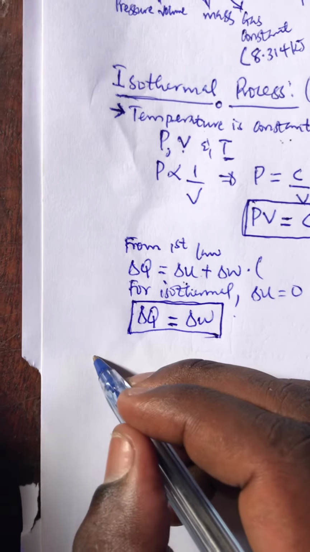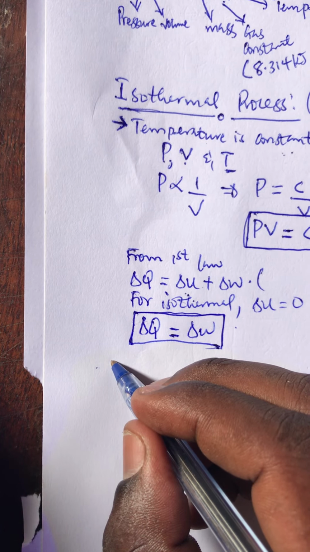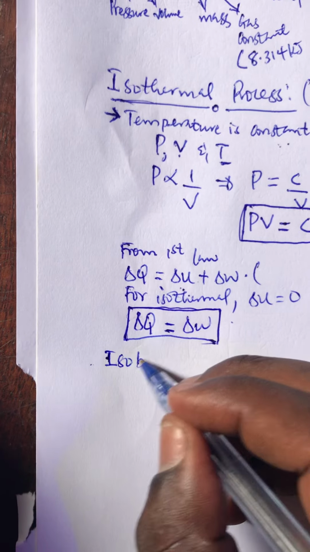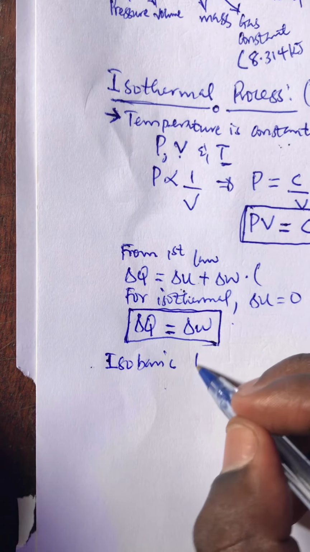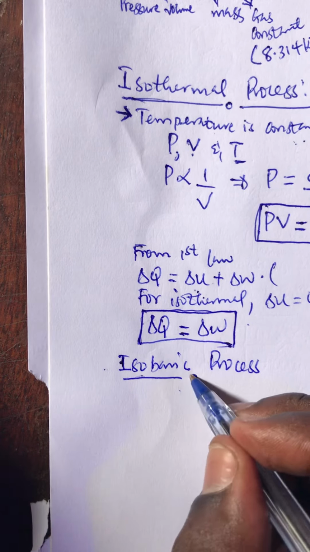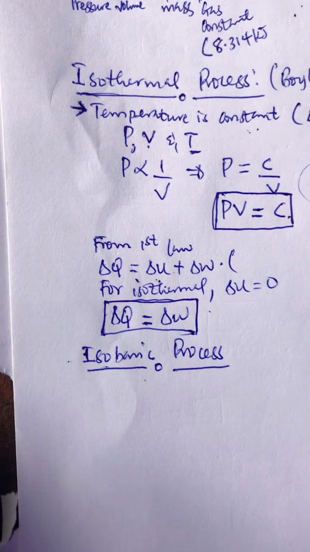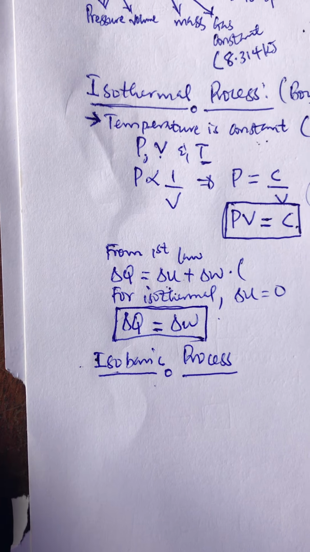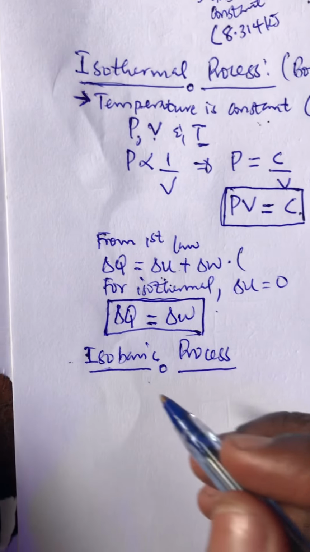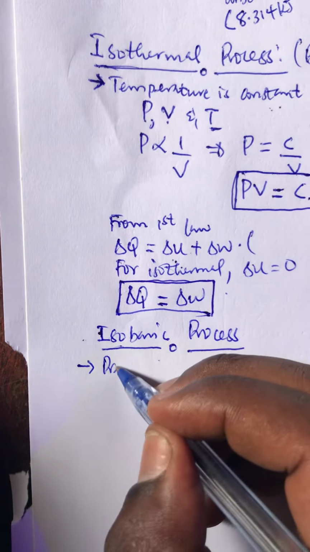Then the next process we have is the isobaric process. Under this isobaric process, what do we mean by isobaric? Isobaric process means that pressure is what?